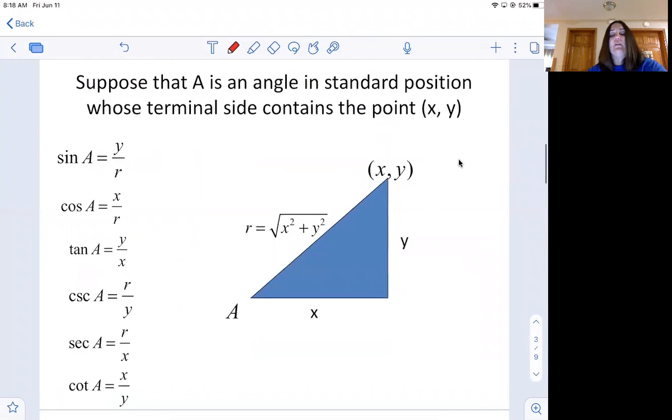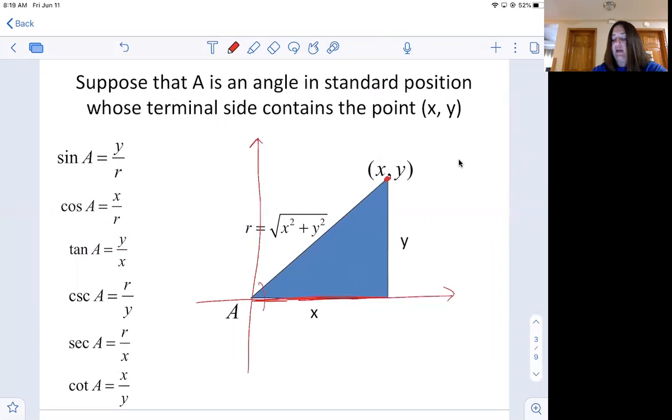But in trig, we're going to define them a little bit different. We are going to define them based on X and Y. So if you think about this being our coordinate plane here, the X value is along this positive X axis. The Y value is going up, and that's our point on our unit circle. Now, the hypotenuse is defined as that radius. So it's going to be the square root of X squared plus Y squared. Now, we can define all of these functions the same way.